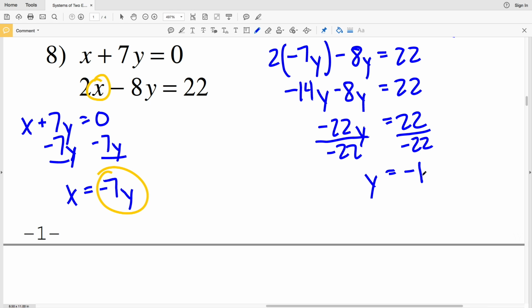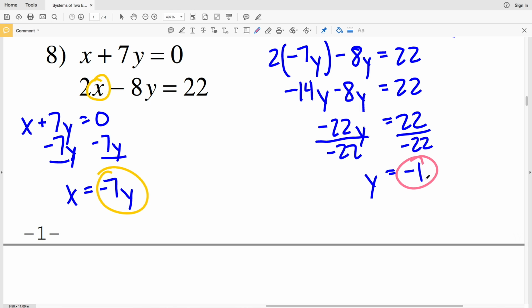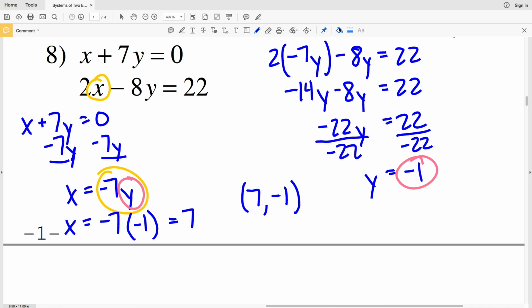equivalent to negative 1. So if y equals negative 1, I can take that value of negative 1 and plug it back into my original equations in order to solve for x. Or I can plug it into this equation that I've already set equal to x. So then I'll have x equal to negative 7 times negative 1. So x will equal a positive 7. So my solution in number 8 is 7, negative 1. X equals 7 and y is negative 1.